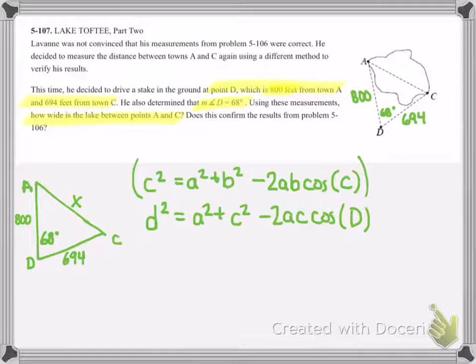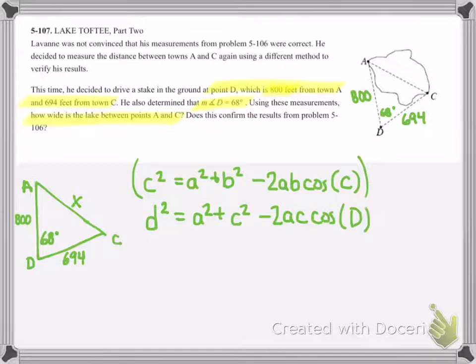So here I've written our general formula for law of cosines: c squared equals a squared plus b squared minus 2ab cosine C. And then I've rewritten it to fit our triangle just so we're not confused. So in this case, we're trying to find side D. So we're going to use d squared to represent that part of the formula. And then we know sides A and C, and we know angle D. So let's go ahead and plug in our values and see where we're at.